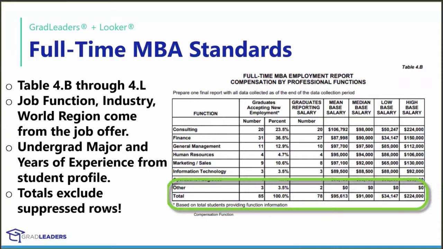Let's say one of those students with another job function had an incredibly high or incredibly low salary. It would stick out like a sore thumb if it were being suppressed on the other row, but then all of a sudden there's this $500,000 number showing up as the high base salary on the whole report. It would be pretty easy to figure out, oh, that came from the other job function, and it would just look strange also. So CSEA, during the auditing process, asked us to remove the suppressed rows from the total on all of these salary rows.